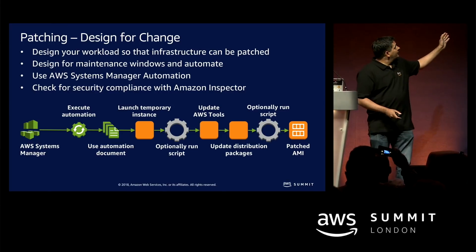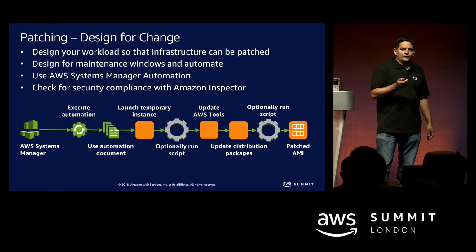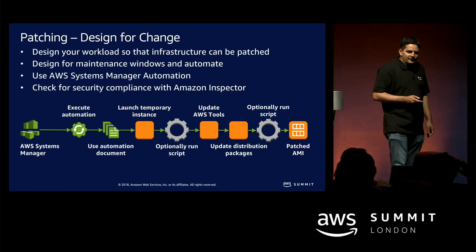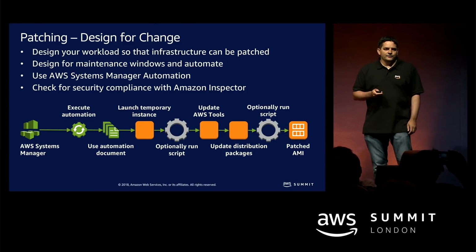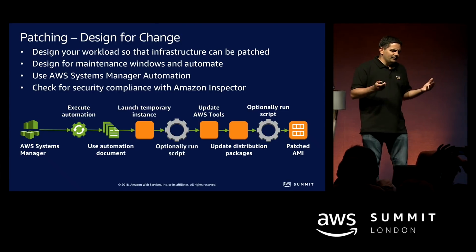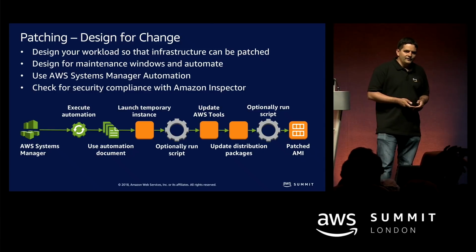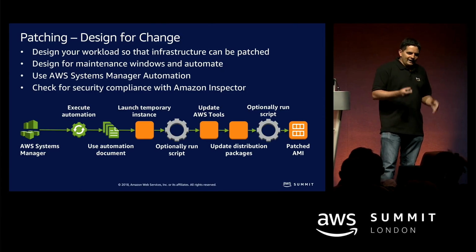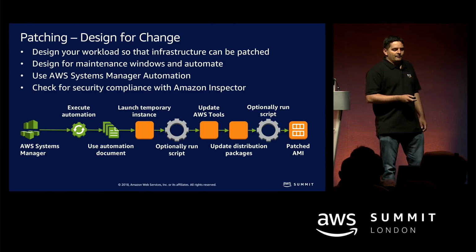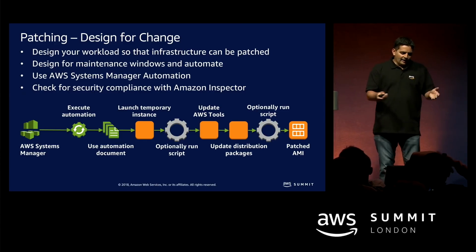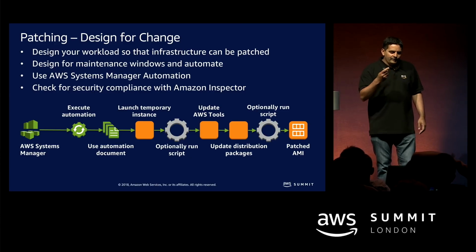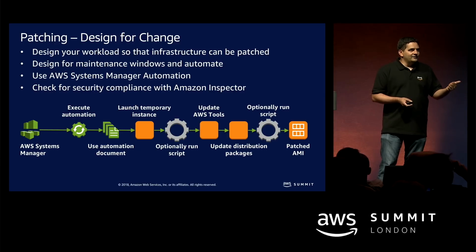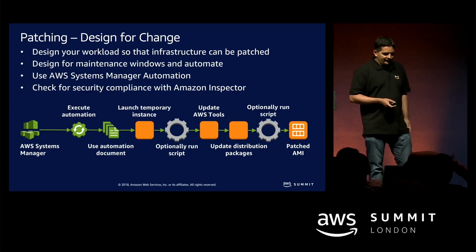So what Systems Manager does is it executes an automation. And this is called an automation document. An automation document is just a set of instructions that Systems Manager follows. And we have a load of predefined automation documents. For this example, it would be one of two: update Windows AMI or update Linux AMI.